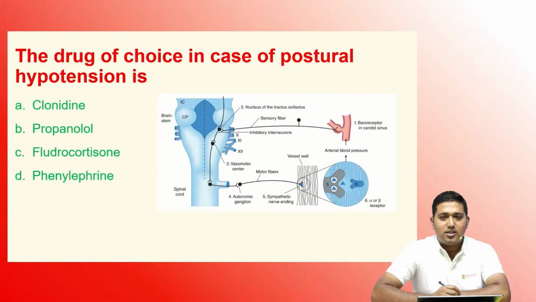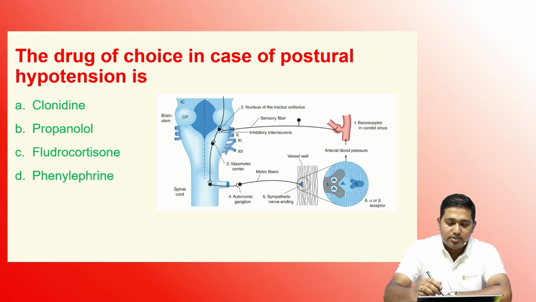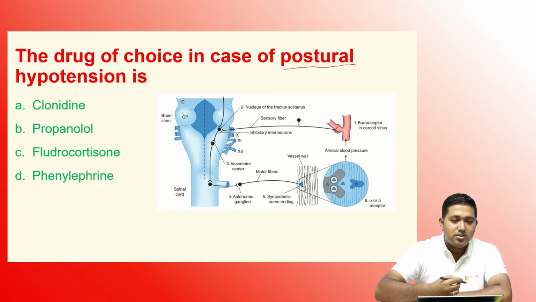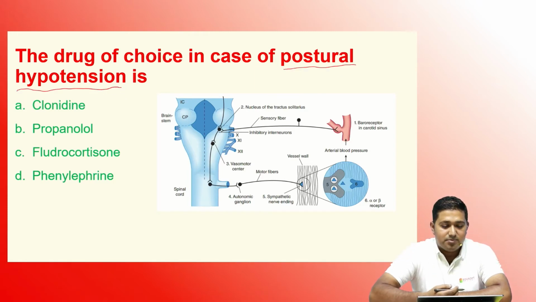Our second question is: the drug of choice in case of postural hypotension is. There are 4 options: clonidine, propranolol, fludrocortisone, and phenylephrine. Let's first understand what postural hypotension is. It occurs when a person changes posture, from sitting to standing. In this scenario, there is a peripheral pooling of blood.